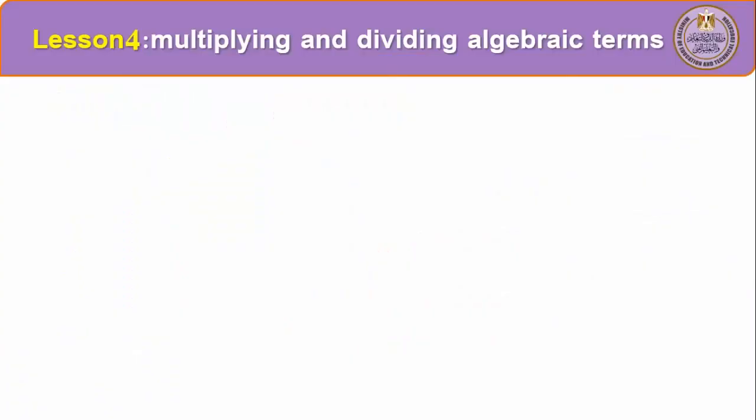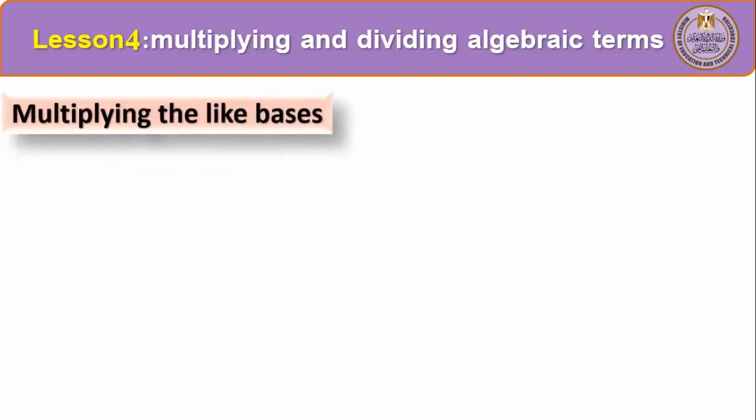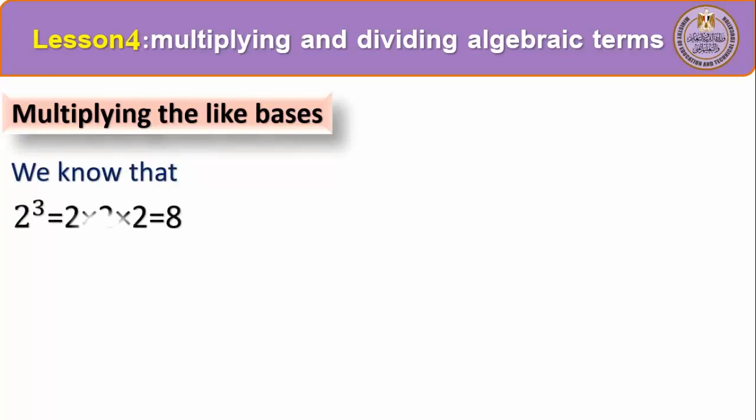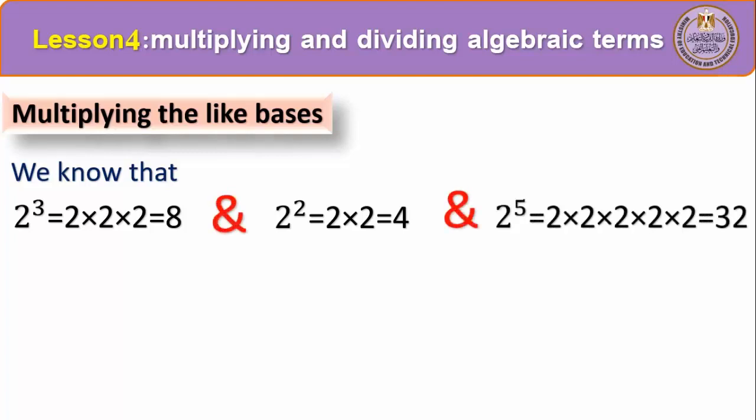Let's start our lesson, multiplying and dividing algebraic terms. Firstly, how can we multiply the like bases? We know that when multiplying the like bases, we add their indices. If A is a rational number, M and N are two positive integers, then A power M times A power N equals A power M plus N.